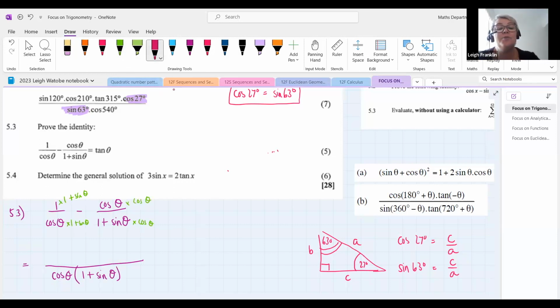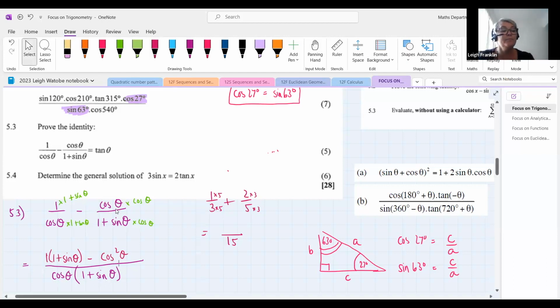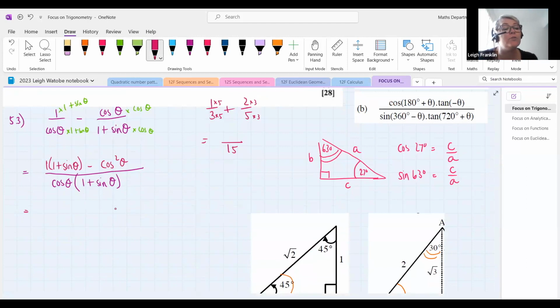So it's exactly the same as if you were doing something like 1 over 3 plus 2 over 5. Your denominator comes from multiplying the denominators together. 3 times 5 is 15. So you'd have to multiply that by 5 and that by 5 and that by 3 and that by 3. It's exactly the same idea. So at the top, we've got 1 times 1 plus sine theta. And over here, we've got cos theta times cos theta, which is cos squared theta. So now we've got 1 plus sine theta minus cos squared theta all over cos theta times 1 plus sine theta.